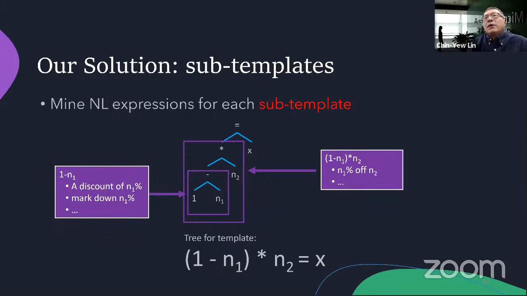Given the question, you can observe that when we have a discount of n%, mark down n minus n1%. This expression can be associated with an expression like 1 minus n, where n is a percentage. Then you can put this out of n1% of something, and multiply things together. So you have 1 minus n1 times n2. This is a tree for the template.